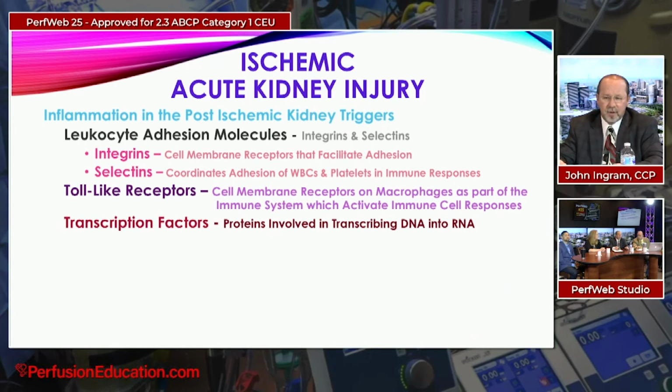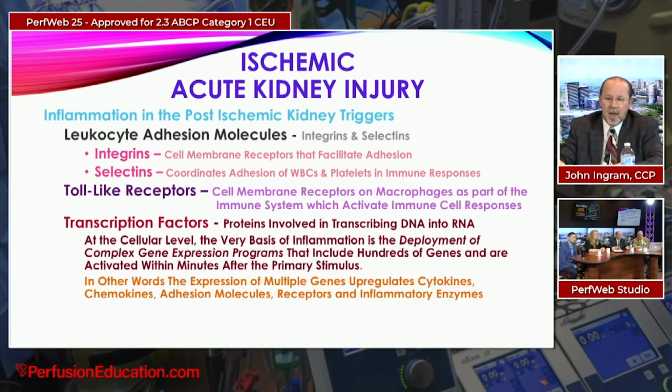A lot of people don't think about the inflammatory response having anything to do with our DNA or RNA, but actually it's at the heart of it. Because at the cellular level, the very basis of inflammation is the deployment of complex gene expression programs that include hundreds of genes and are activated within minutes after a primary stimulus. In other words, there's an expression of multiple genes that upregulates the cytokines, chemokines, adhesion molecules, receptors, and inflammatory enzymes.